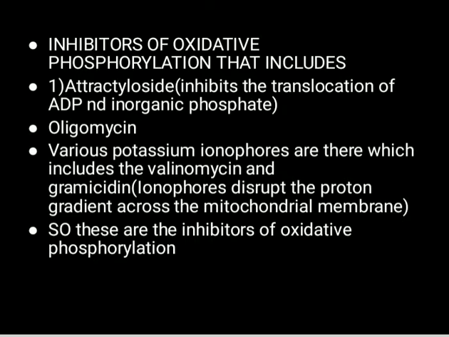Inhibitors of oxidative phosphorylation include atractyloside, which inhibits the translocation of ADP and inorganic phosphate, and oligomycin. Various potassium ionophores are there, which include valinomycin and gramicidin. Ionophores disturb the proton gradient across the mitochondrial membrane. So these are the inhibitors of oxidative phosphorylation.